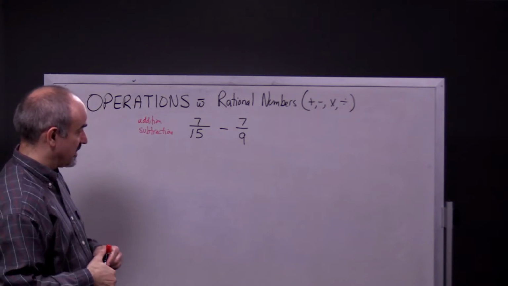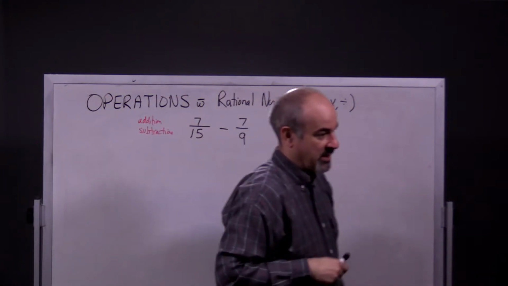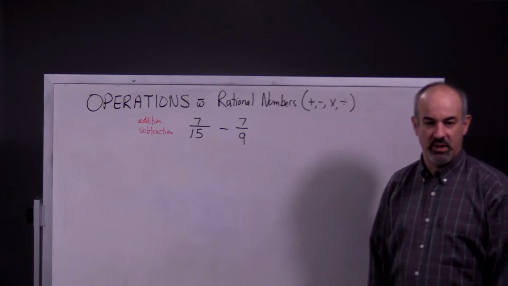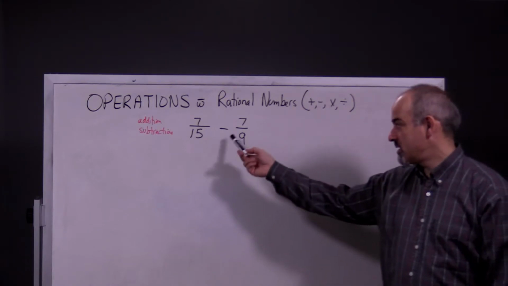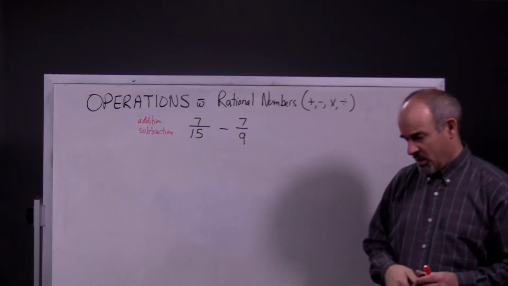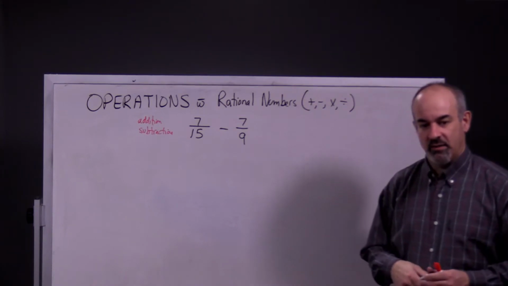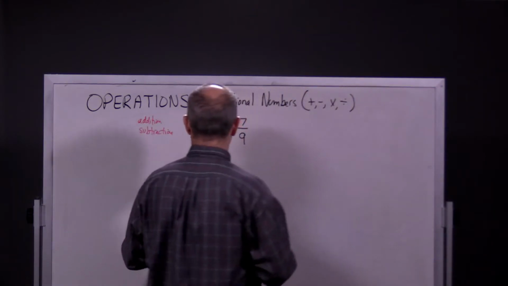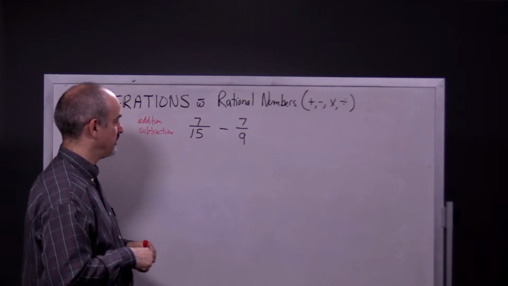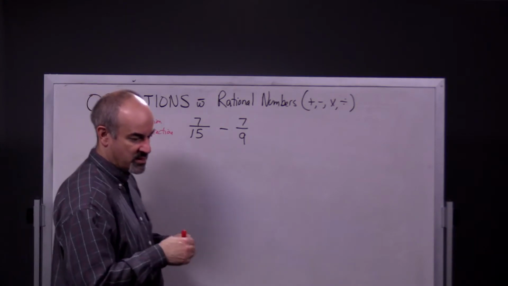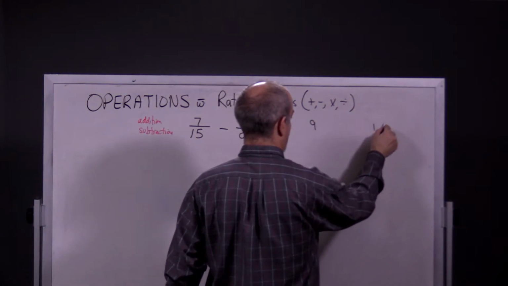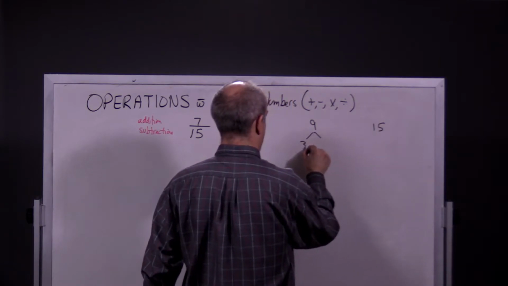Now, since I'm a math major, I know that you're going to get a negative number here just by looking at it, because this number is bigger than that. But we talked about negative numbers, so we can do it. So we have to find the LCM of 15 and 9. I'm going to do this the other way that you can do it, by doing the prime factorization.